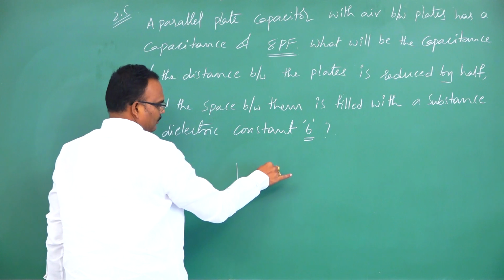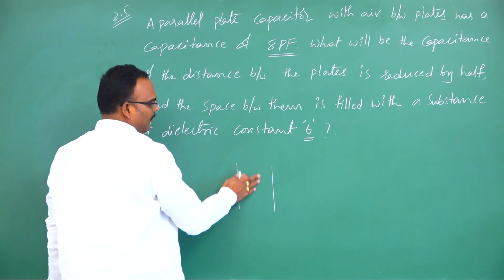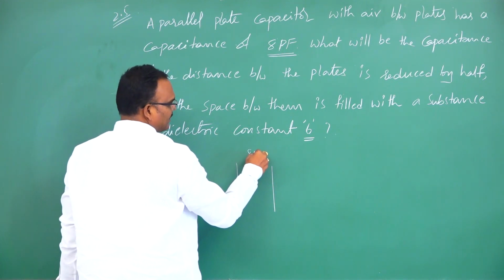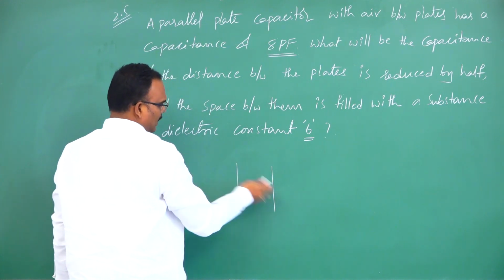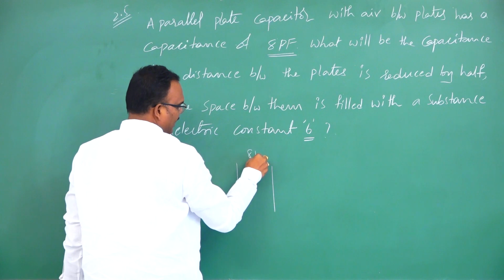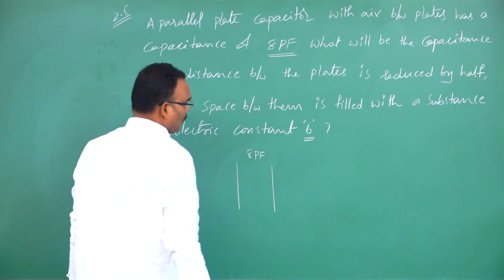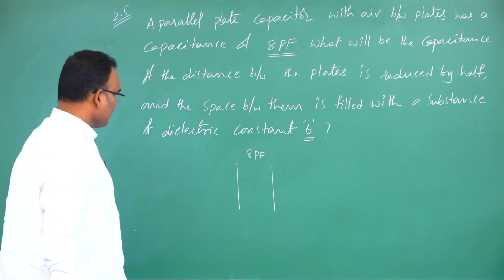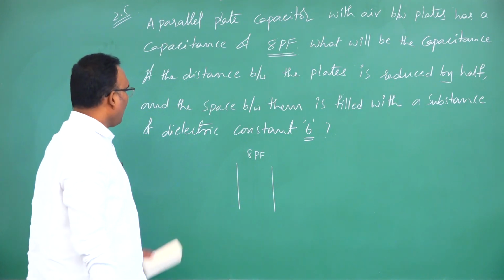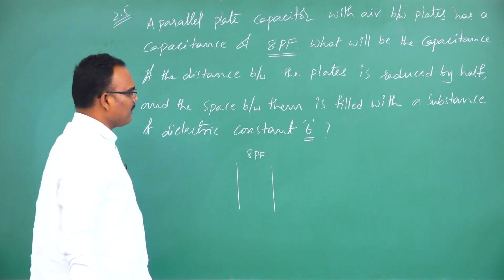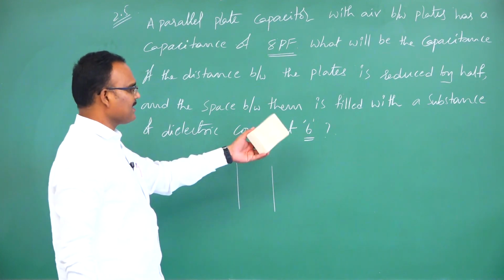So, this is an air-filled capacitor, and its capacitance is 8 picofarad. What will be the capacitance if the distance between the plates is reduced by half and the space between them is filled with a substance of dielectric constant 6?